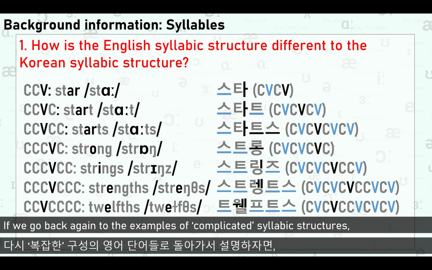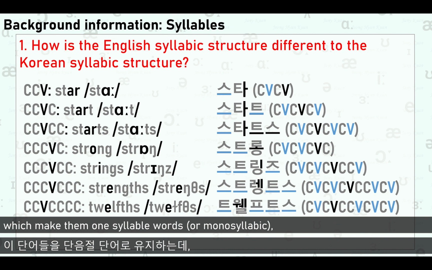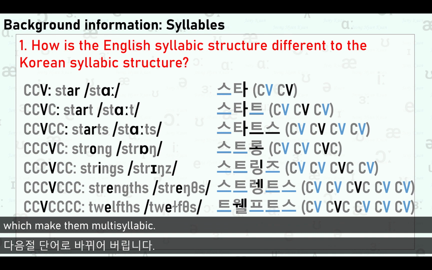If we go back again to the examples of complicated syllabic structures, whilst the English ones have 1 vowel nucleus each, which make them 1-syllable words or monosyllabic, their Korean transcriptions have more than 1 vowel nucleus, which make them multisyllabic.